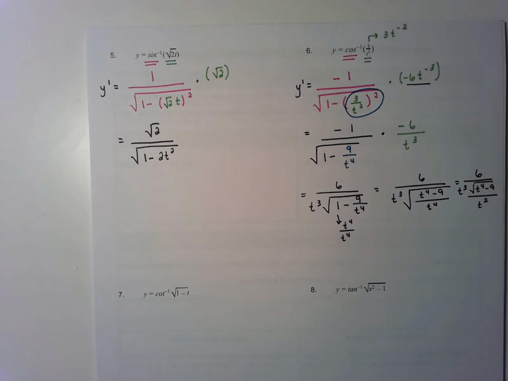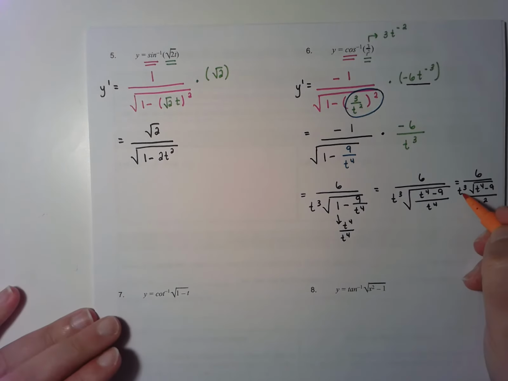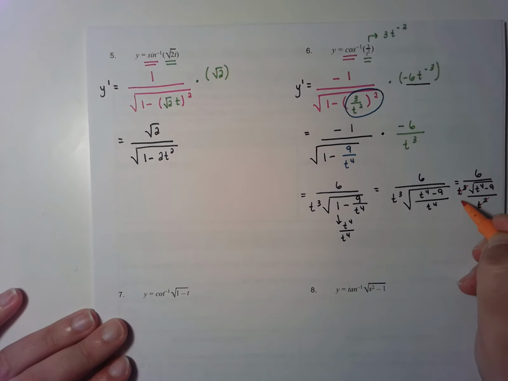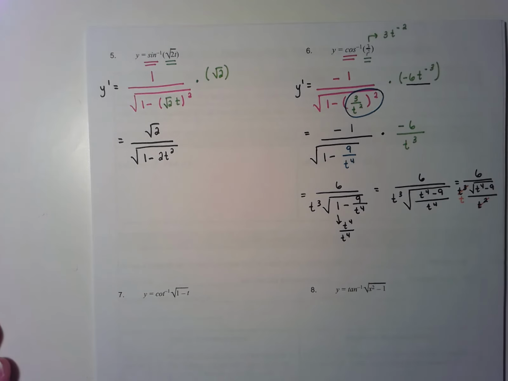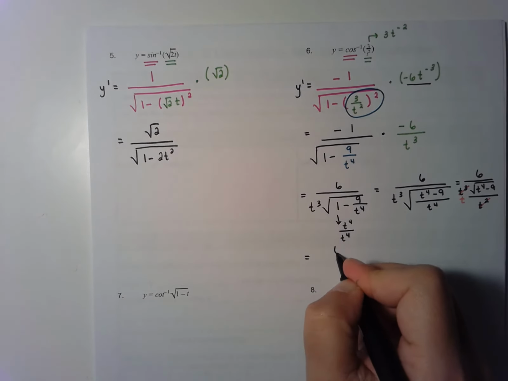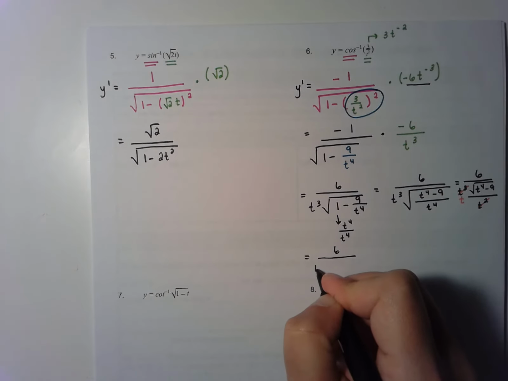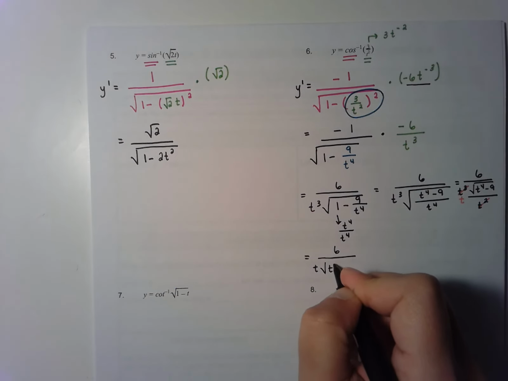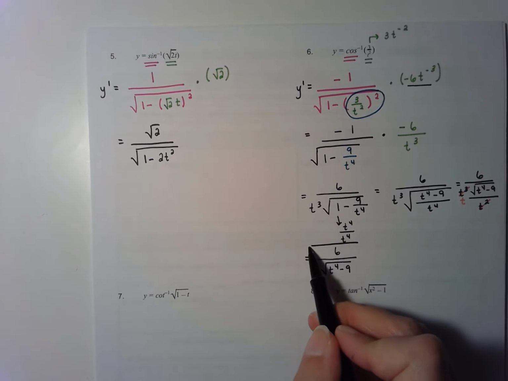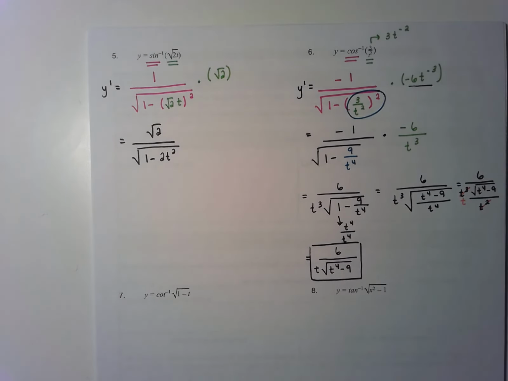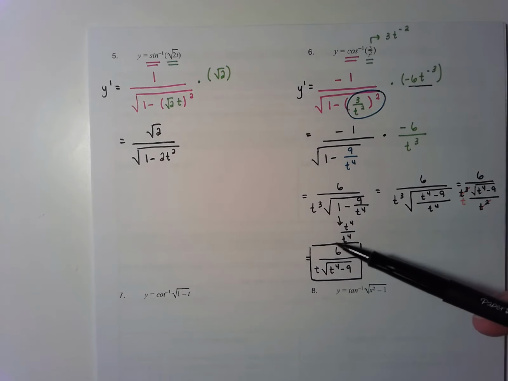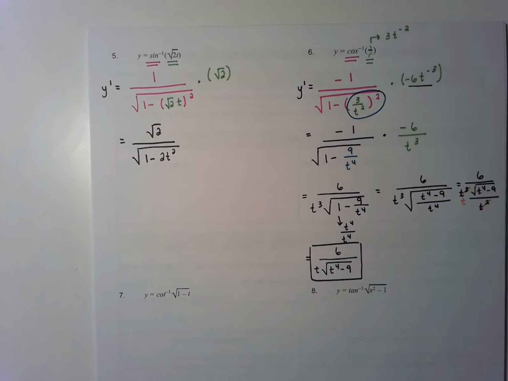And here's why that's helpful and beneficial. T cubed and t squared are going to simplify. 2 of the t's are going to cancel, and there's only going to be 1 left. So my final answer here would be 6 over t times the square root of t to the fourth minus 9. Now, that's a lot of algebra-ing. But you have to agree that this final answer looks a lot simpler than what we originally started with. So it's worth it because we get a nice simplified answer.